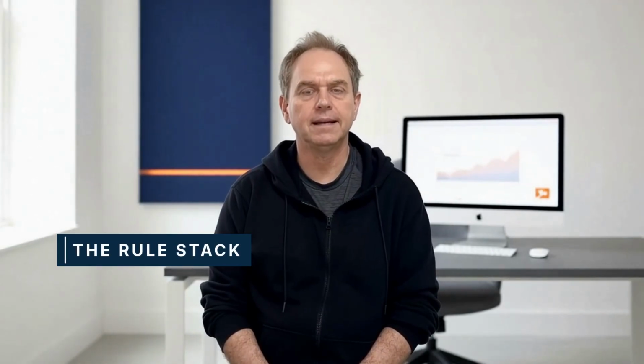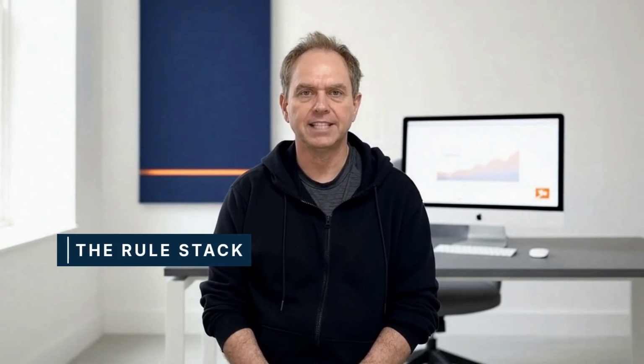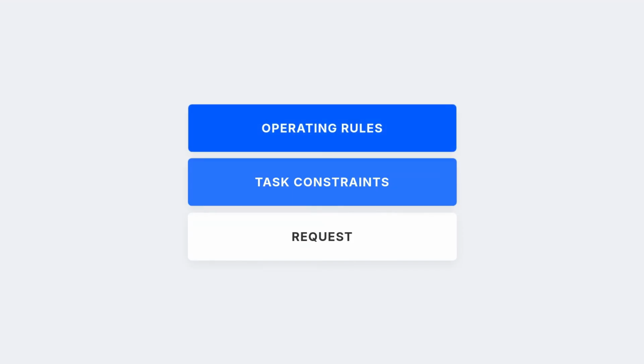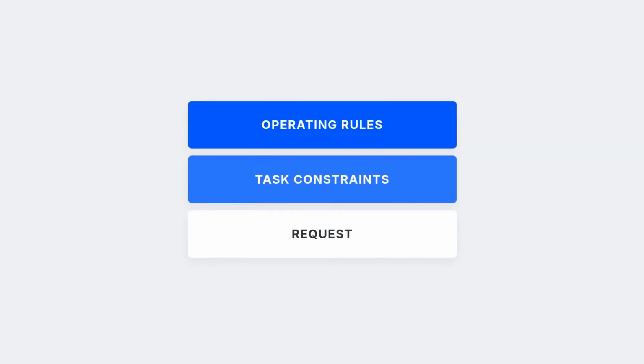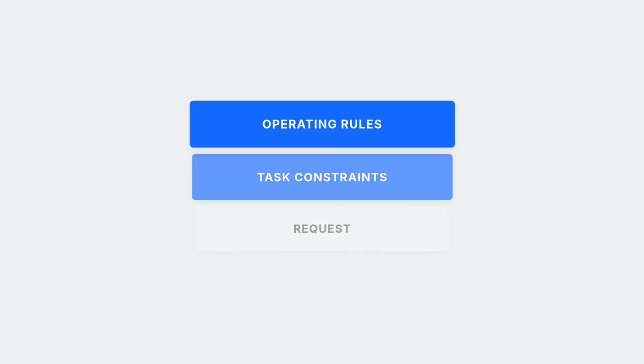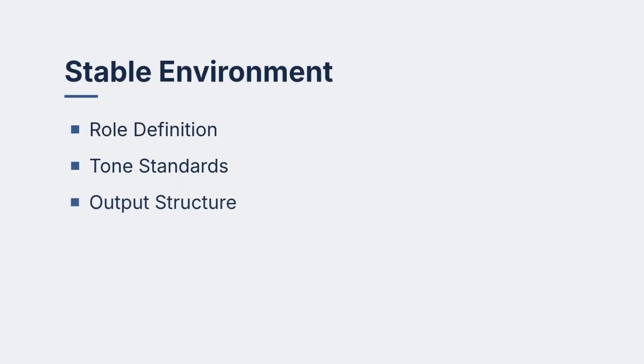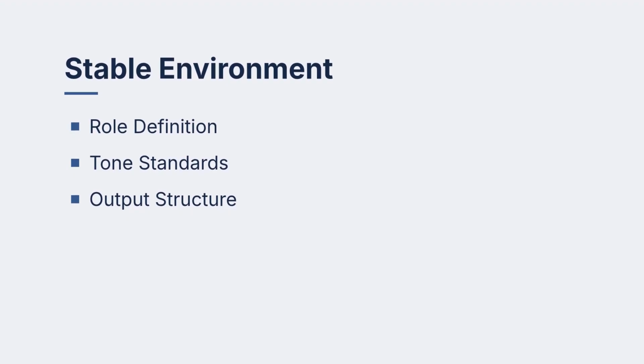It's a consistency problem. For complex prompts, the fix is something called a rule stack. A rule stack makes your instruction hierarchy explicit. Three layers. Each one has a different job. The top layer contains your operating rules. This is your stable environment, the things that don't change, regardless of the task. Your role definition, your tone standards.